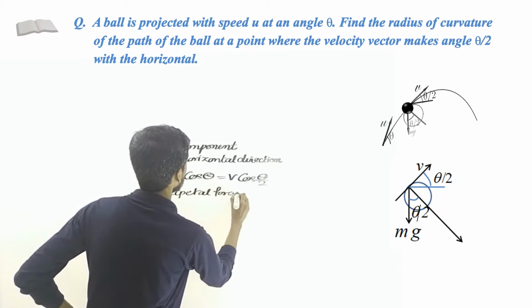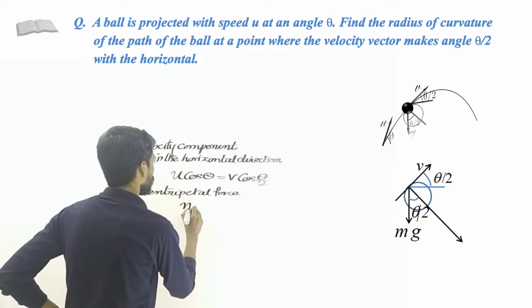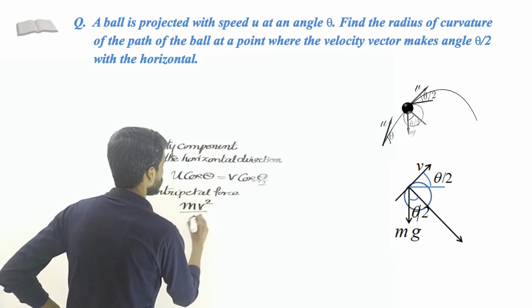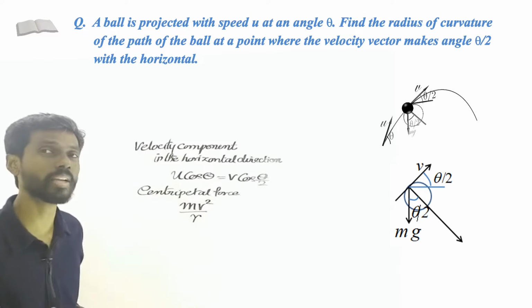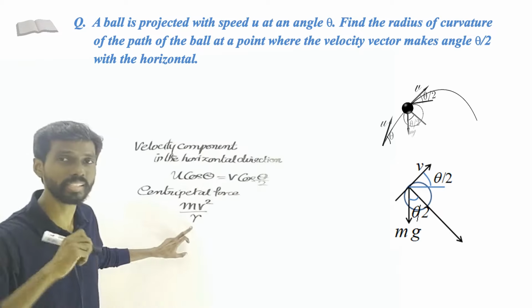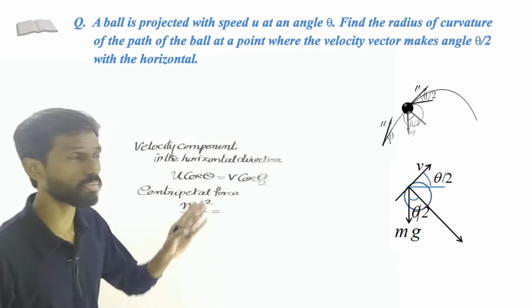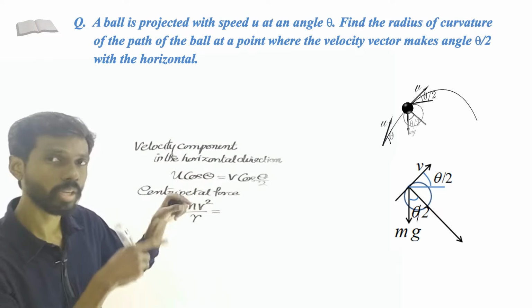Centripetal force. So what is the centripetal force here? The formula is m v square divided by r. R is the radius of the circle, and that is what we call the radius of curvature. So what we need to find is this r. But the centripetal force here is due to the component of the gravitational force in the direction towards the center.